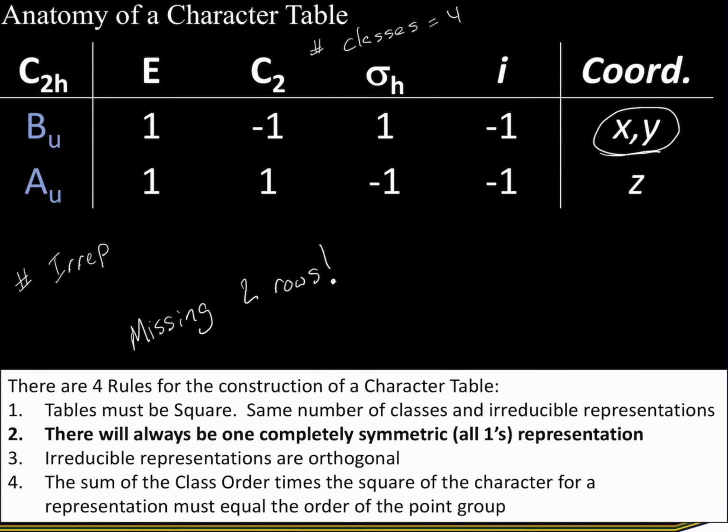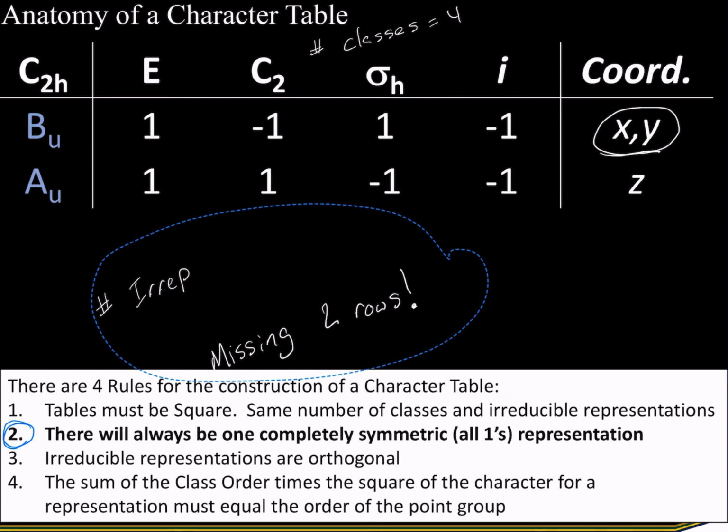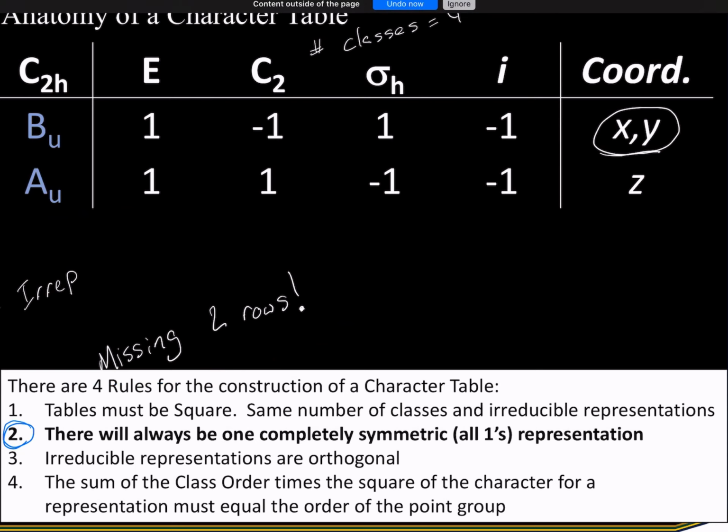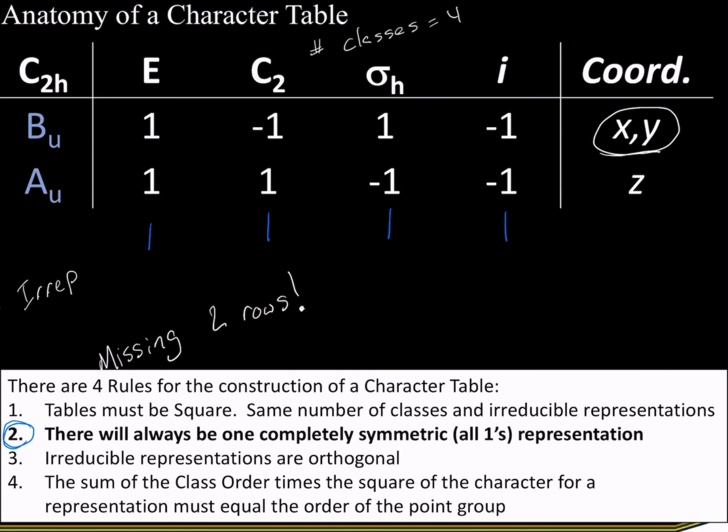Thankfully, one of our rules for constructing a character table gives us one of these rows directly. This is our rule number 2 that we're looking at down here: there always has to be one representation that is completely symmetric, meaning everything is a 1. So if we went through here and were going to label these, let me move this stuff out of the way, there has to be one representation that is all 1s across the line. So what would we name this? We have our rules for our Mulliken symbols. So pause the video for a second and think about what the Mulliken symbol for this particular row would be.